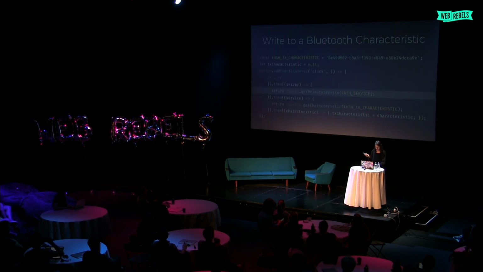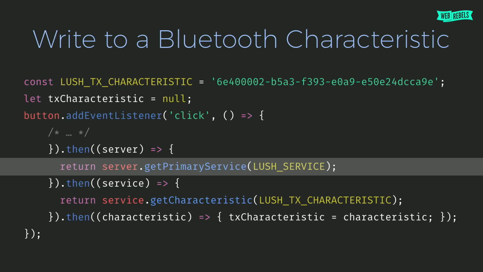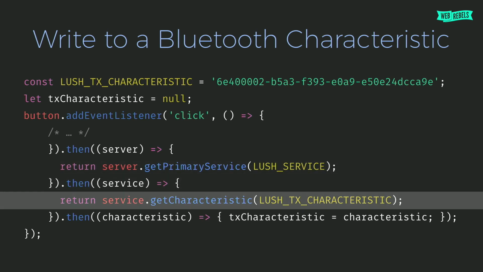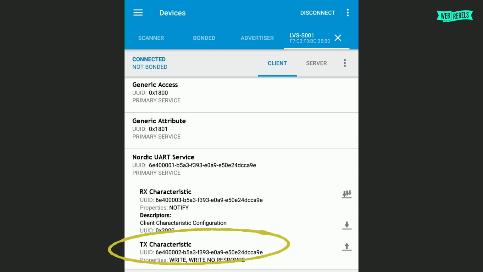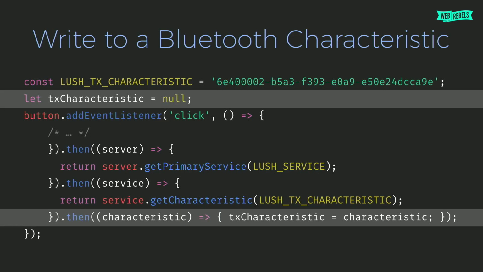So let's get back to the code. You remember we connected to the GATT server and its service, right? Now to write data to the device, we have to use the TX characteristic of this GATT service. And after connecting to the GATT server, we request its primary service. And from the returned service, we get the TX characteristic with the getCharacteristic method. Again, we have to use a UUID of this characteristic. And again, I use the nRF Connect app to get this string.